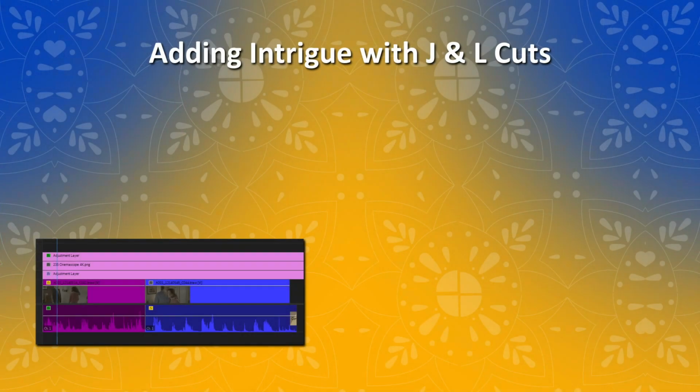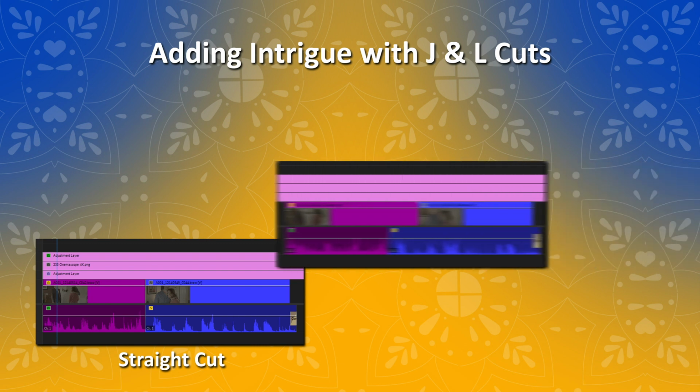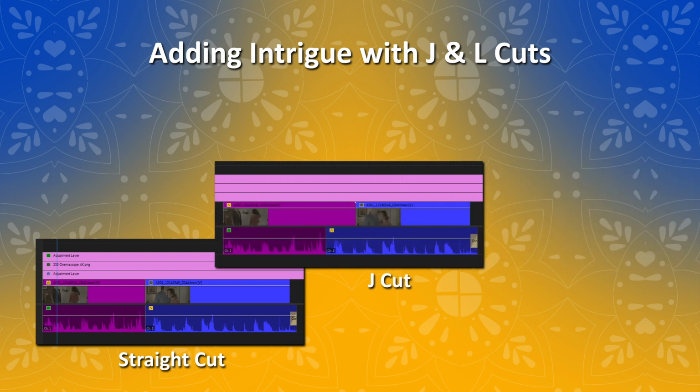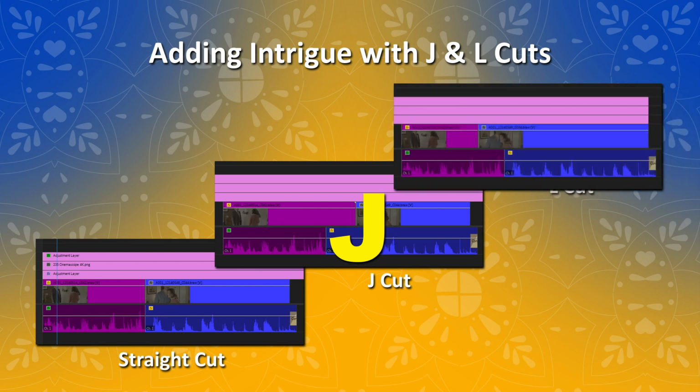But first of all, let's talk about those J and L cuts. So, what does that mean? You've got your standard straight cut here, and that's when one clip cuts into the next. And as you can see, if we go to the next one, this is a J cut because the audio changes first and the video changes second, and as you can see, it's in the shape of a J. And the third one is an L cut where the video will change first and the audio will change second, and it's called that because it looks like an L.